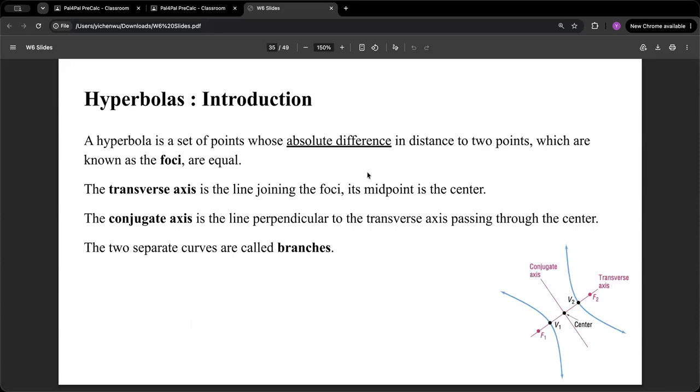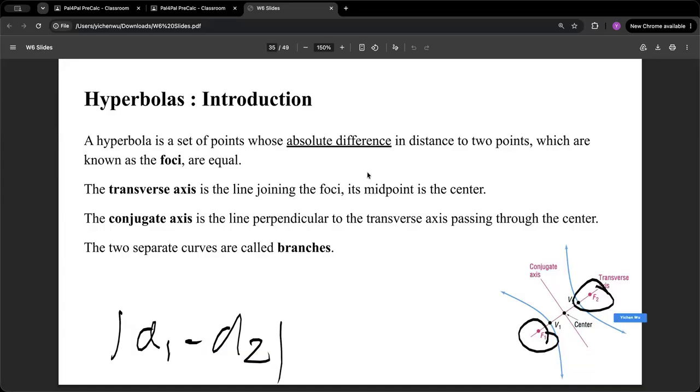So a hyperbola is defined by a set of points whose absolute difference of distances, distance 1 minus distance 2, is equal to a fixed number. And the 2 points are called the foci. Over here, as you can see, F1 and F2 are labeled. Any point on these two blue curves has a difference of distances to F1 and F2 that is constant across the whole curve.